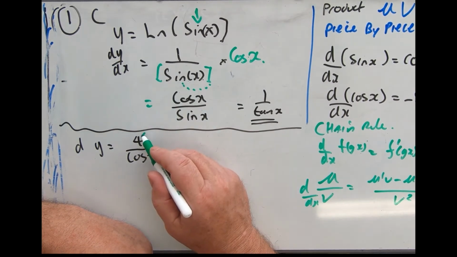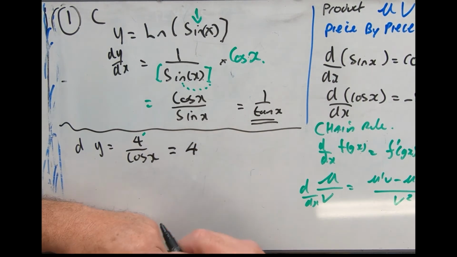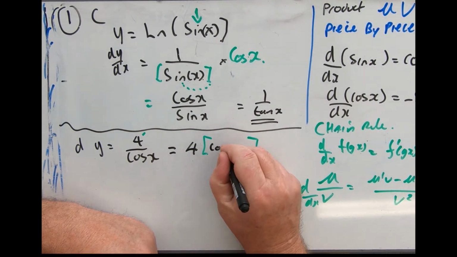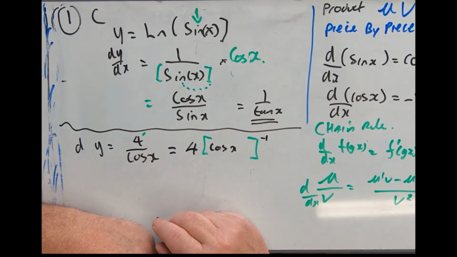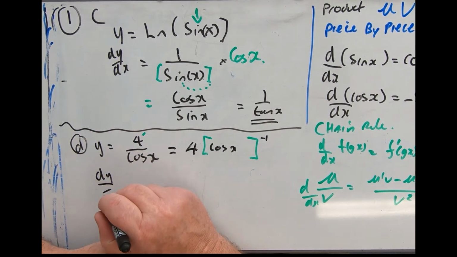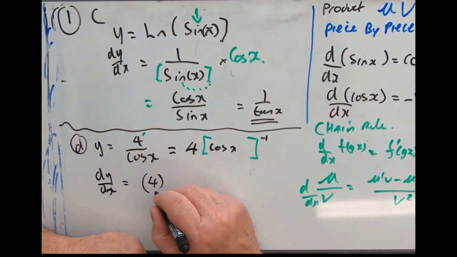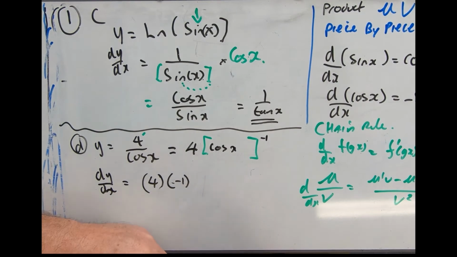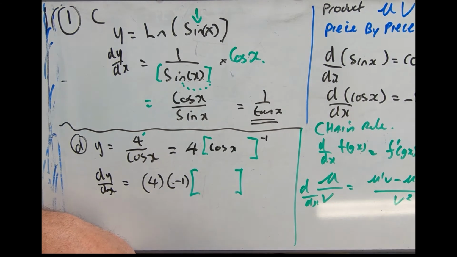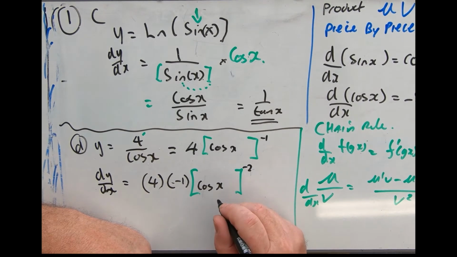However, this is just a number. So I could rewrite this as 4, I'll do it in a nice green bracket, looks better. Cos x to the power minus 1. It's a power law question. So dy by dx is 4 times by the minus 1 bracket to the minus 2. What's inside the bracket is unchanged, and we multiply by a derivative.